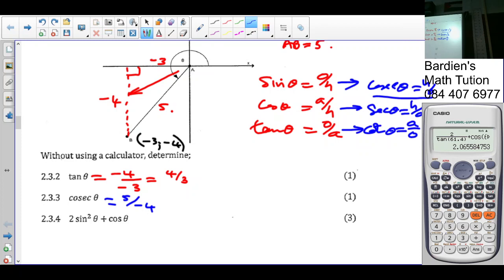And the last one, we have 2 sine squared plus cos. Okay? So what does sine stand for? Opposite over hypotenuse. So it's (-4 over 5) squared plus cos, adjacent over hypotenuse. You see that? So it's going to be negative 3 over 5.